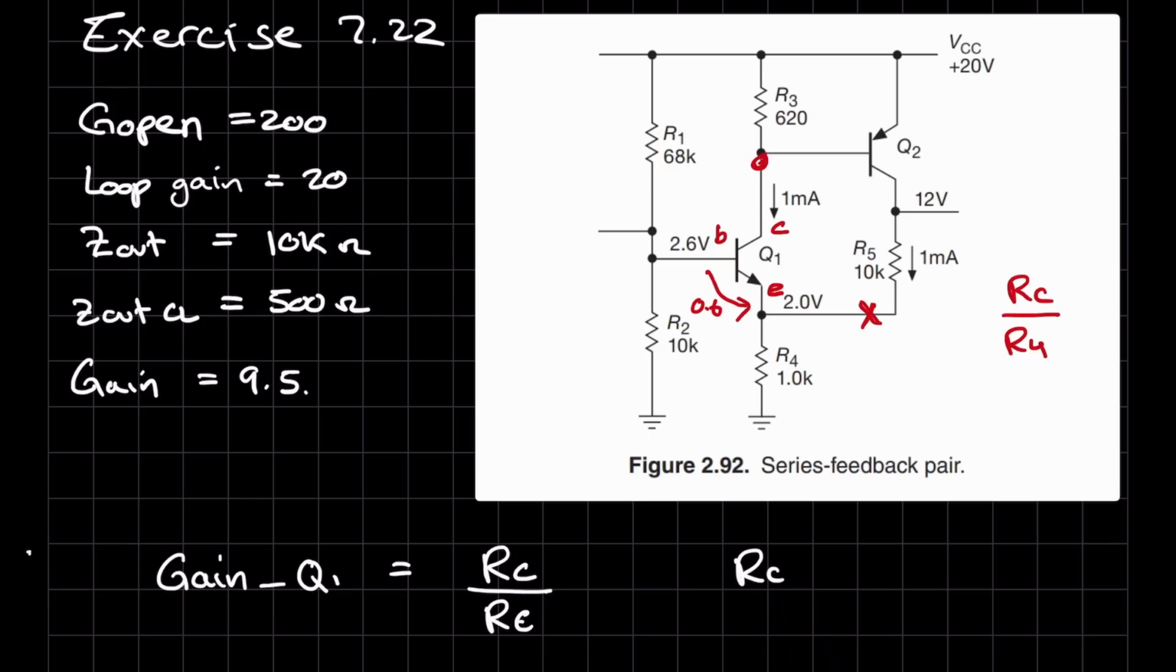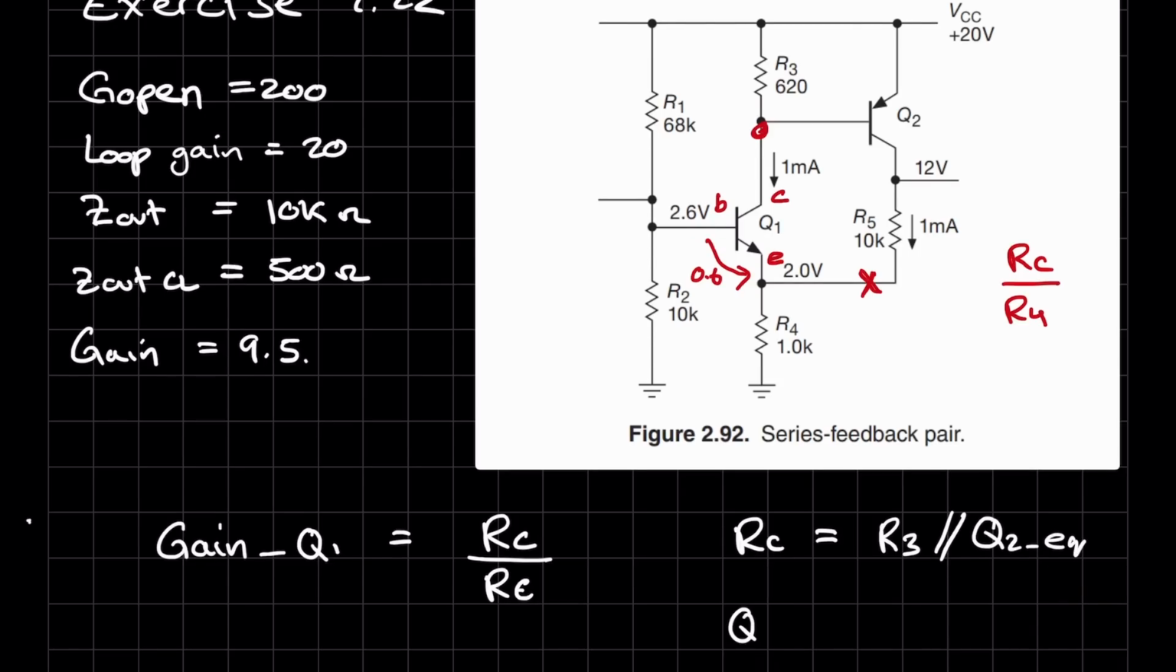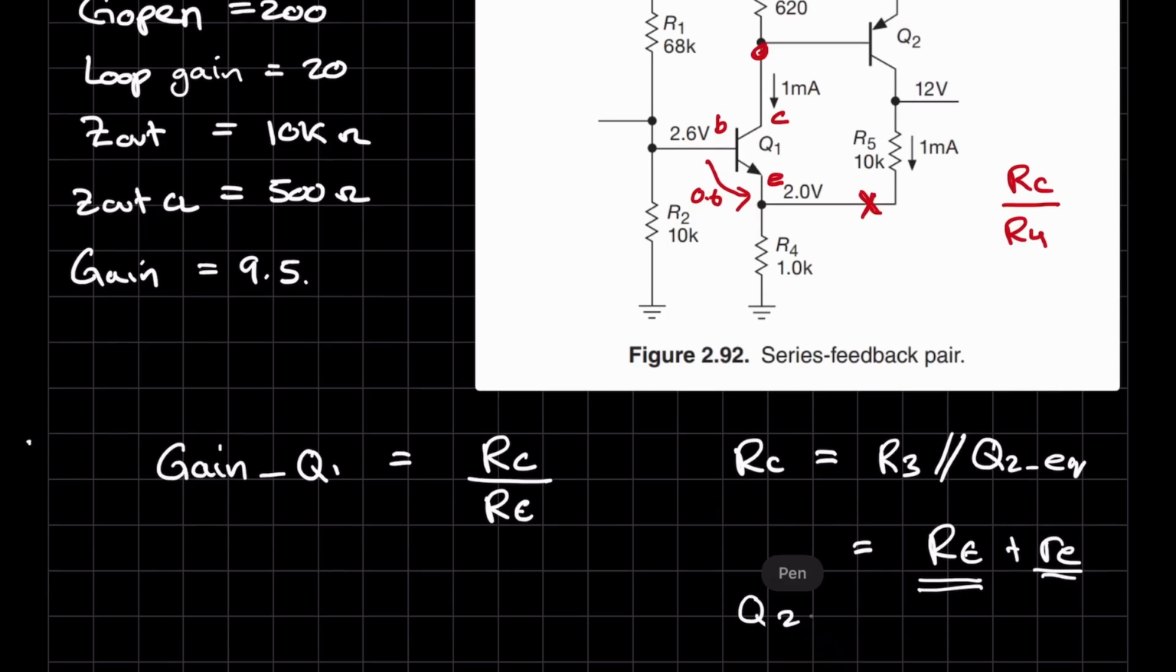Now RC is a parallel combination, similar to what we saw for the first circuit, with R3 in parallel with the equivalent Q2 resistance. So I'm just going to write that as Q2 EQ. Q2 equivalent is basically equal to RE plus RE, which is the intrinsic resistor, and this is the physical emitter resistor that's connected to the emitter. As you can see on the circuit, there's nothing connected over here, so RE is 0. So Q2 equivalent is going to be RE.